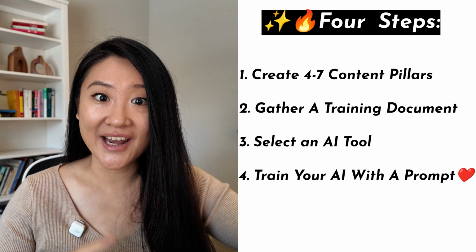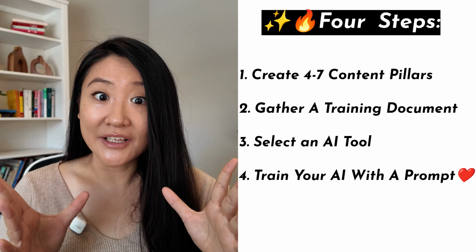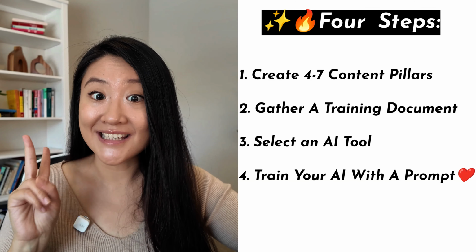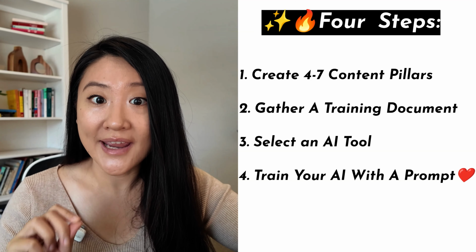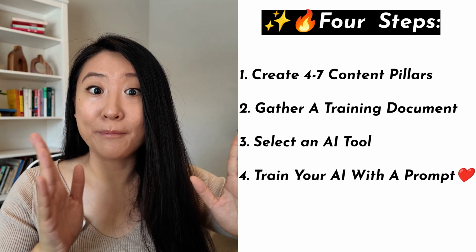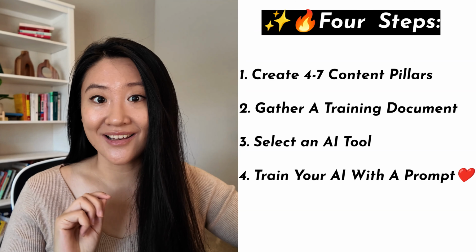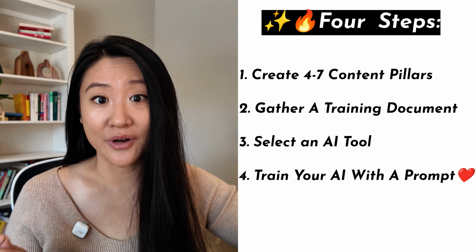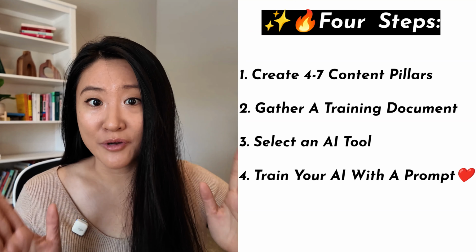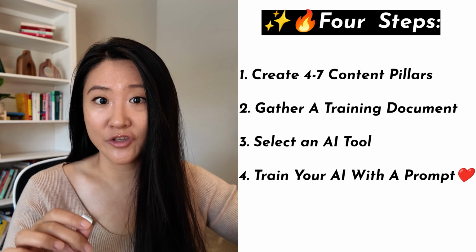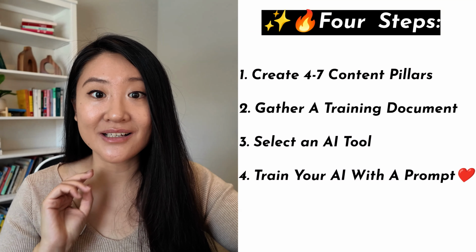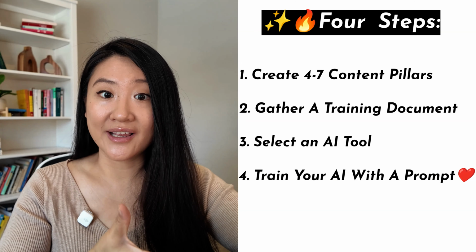There are 4 steps to this workflow. The first step is you need to create a few proven content categories that you will want your AI to write about. The second step is you need to gather a training document of your favorite past posts that you will need to feed your AI. The third step is you need to select an AI tool to execute on this workflow. I'll compare a few of the most popular options in the market, and I'll give you my recommendation. And lastly, you'll need a specific prompt to guide your AI to start writing for you. It's actually quite simple, so I'll go through each step with you in detail and show you what needs to be done.